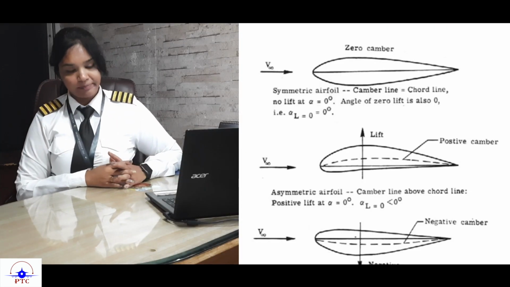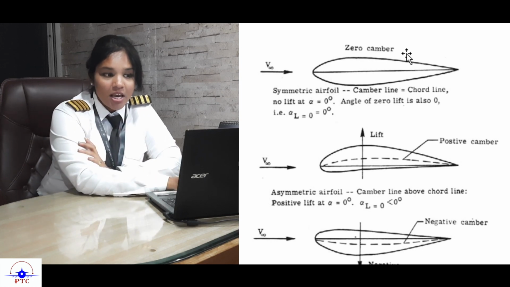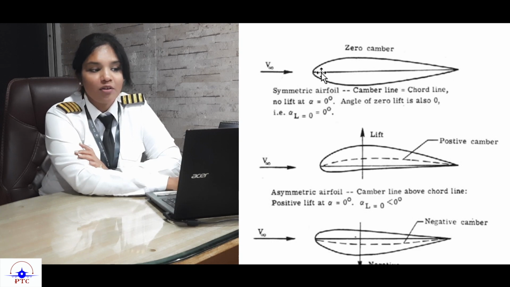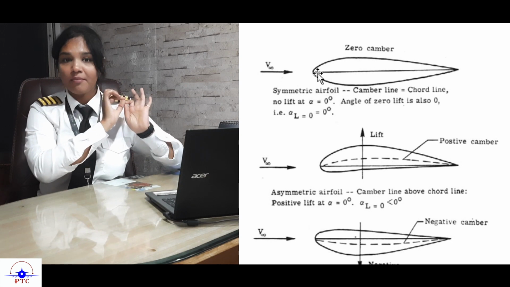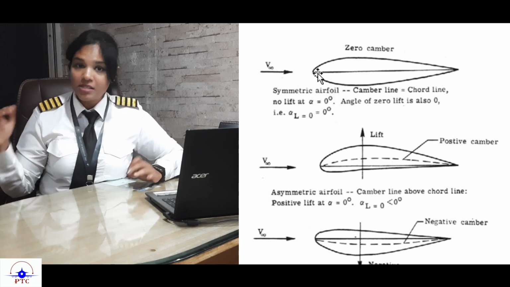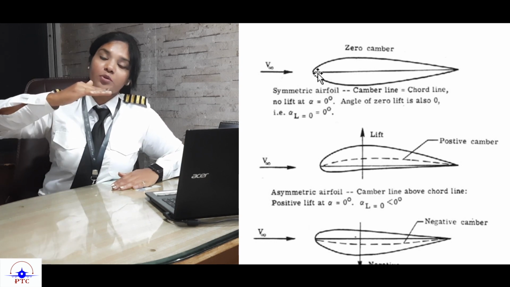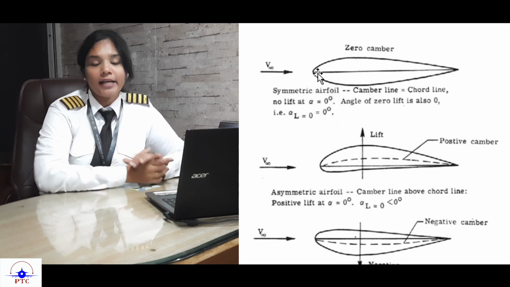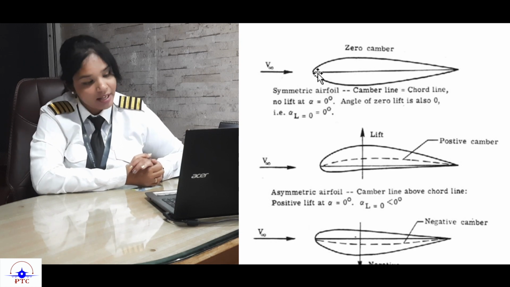Okay, now coming on to the different types of camber. First of all, in this first picture, you have the zero camber or the symmetrical aerofoil. In a symmetrical aerofoil, your chord line and your camber line are both at the same place. That means the aerofoil is equidistant from the top to the center and from the bottom to the center. So this type of aerofoil is called a symmetrical aerofoil.